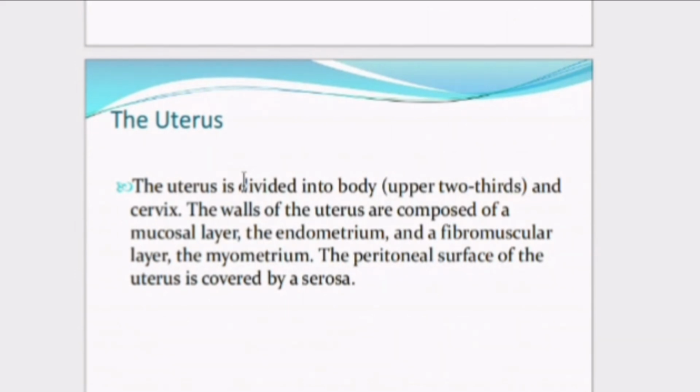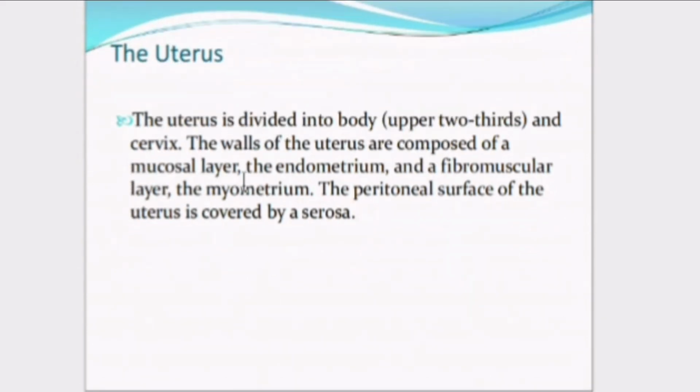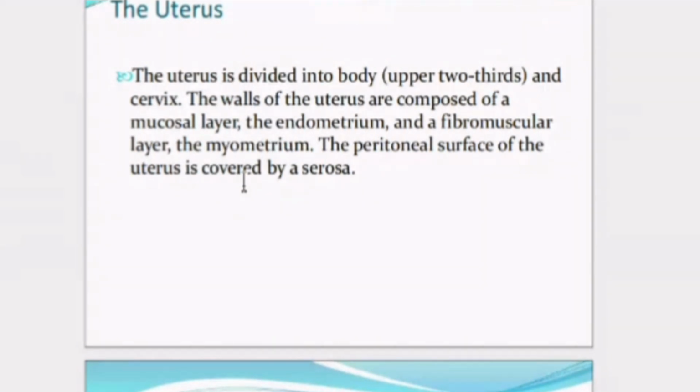The next part we want to speak about is the uterus. In the uterus we have the fundus and the body, which forms the upper third. The layers of the uterus are the endometrium, myometrium, and perimetrium. From outside to inside, your perimetrium is mainly serosa, because it is mainly covered by peritoneum.